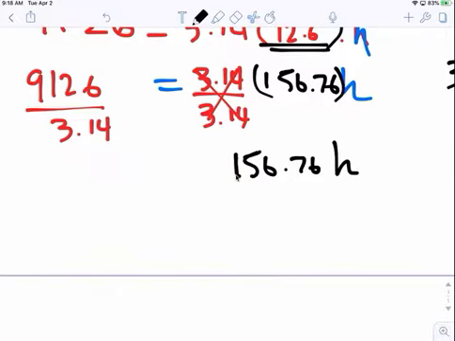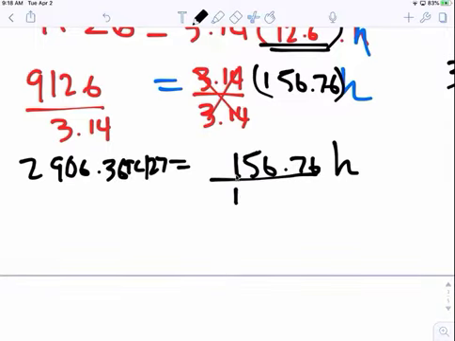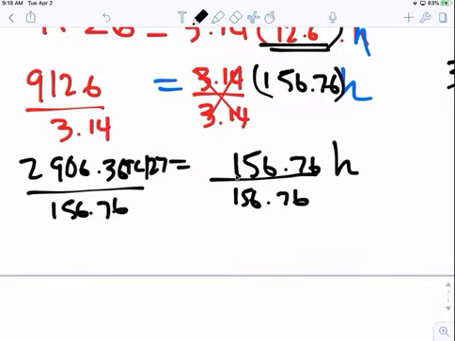For h: 9126 divided by 3.14. You get some answer, leave it on your calculator, 2906.369427. Then divide by 156.76. You get 18.5 if you round it to the nearest tenth.